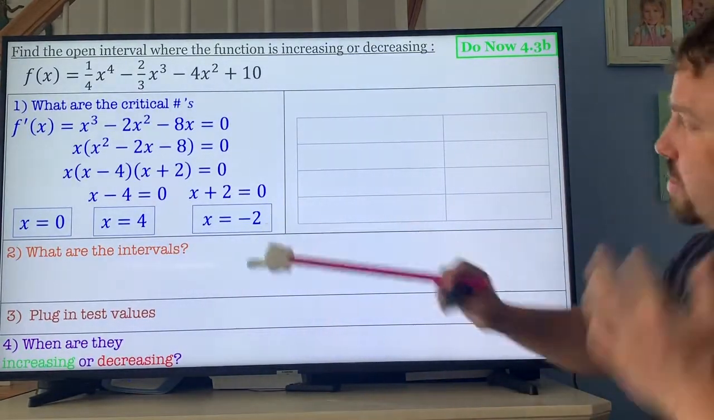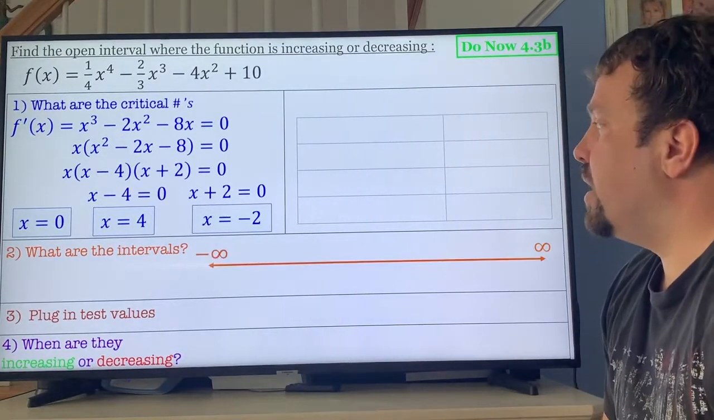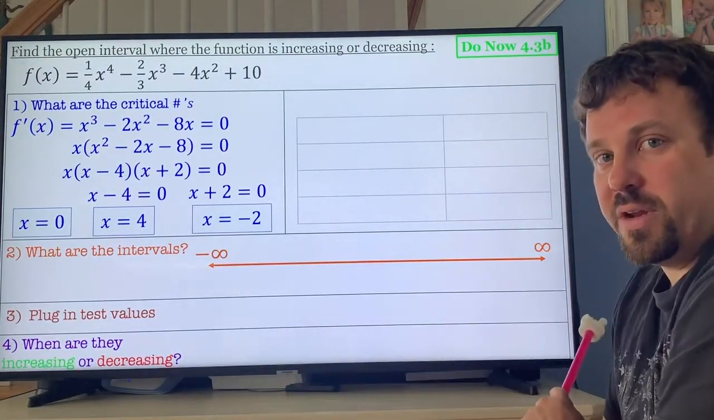So you're going to take those numbers and use them to set up your intervals. Now the way you set up your intervals is they go from negative infinity to infinity.